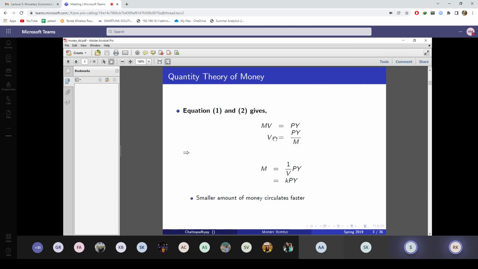Yes, suppose V remains 3. 3 transactions have taken place, velocity of money remains 3. And M is equal to 50. So 150 units of nominal income got created in the economy. But suppose my real GDP is, let's say, 100.